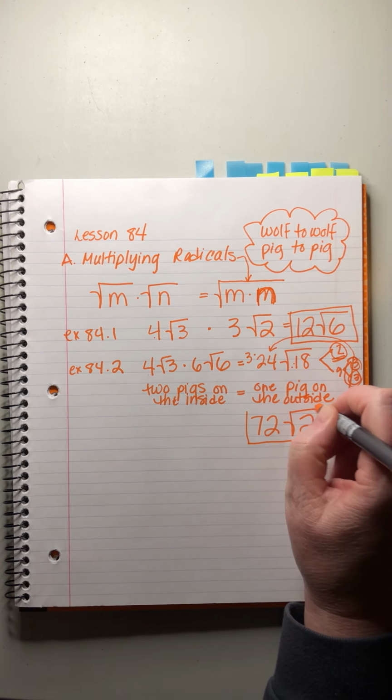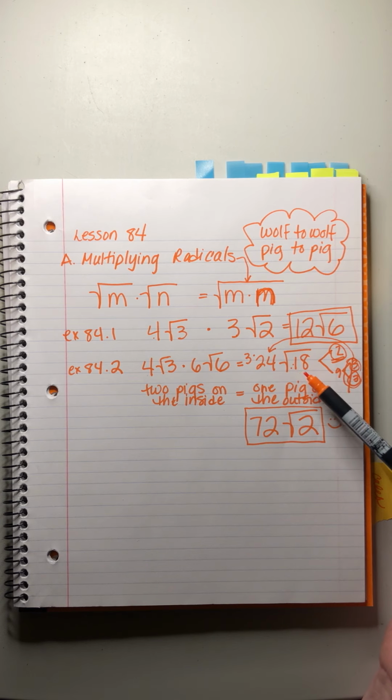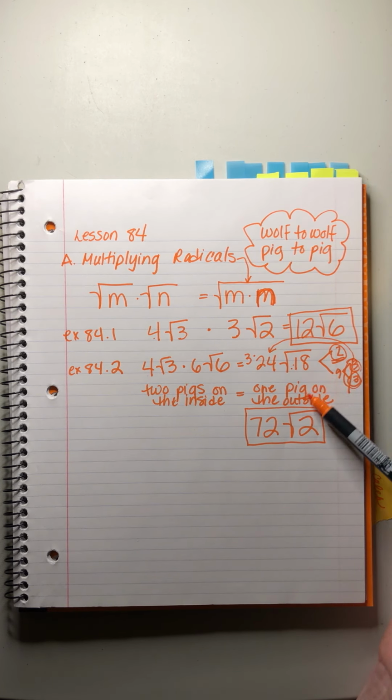All right, so we do want to simplify radicals whenever we can. This will test your knowledge of perfect squares, right? Because if you realize, oh, 18 is 2 times 9 and 9 is a perfect square, that helps you. 6 is 2 times 3. There's no pairs of pigs in there. We've got to have pairs to get anything out, right?